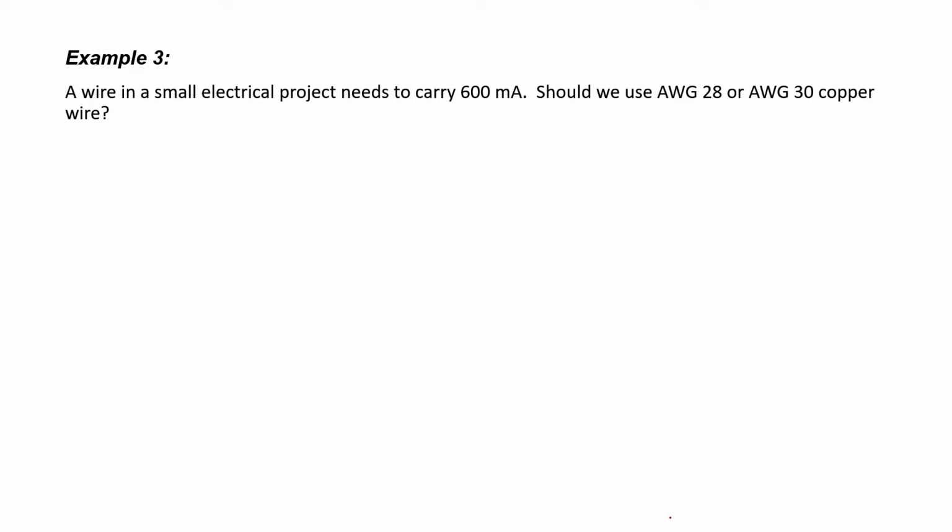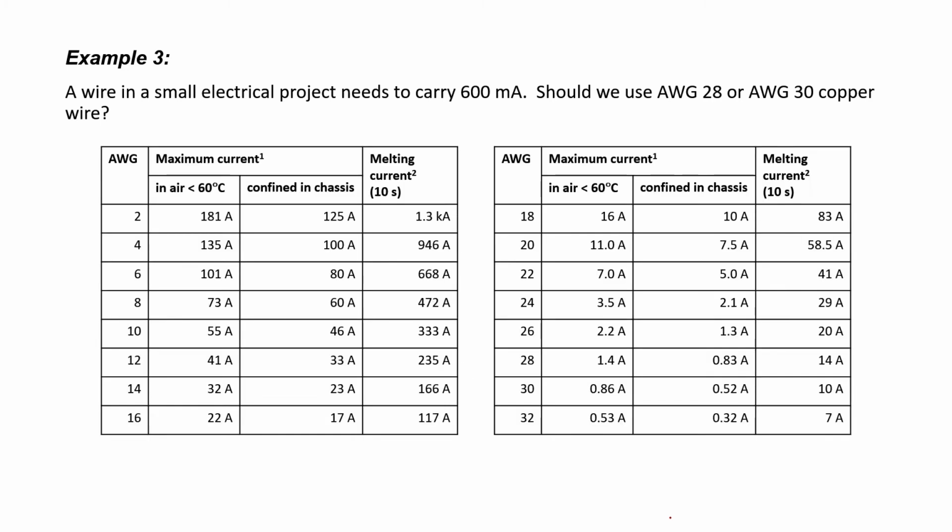A wire in a small electrical project needs to carry 600 milliamps. Should we use 28 gauge or 30 gauge copper wire? Well, let's look at the chart and make a design decision here. Since we've not specified whether or not this project is going to have the wires exposed to air, where you have good thermal conductivity, or whether or not it's going to be enclosed in a chassis, we want to be safe and we'll use the chassis number.